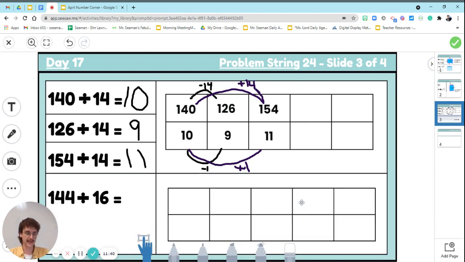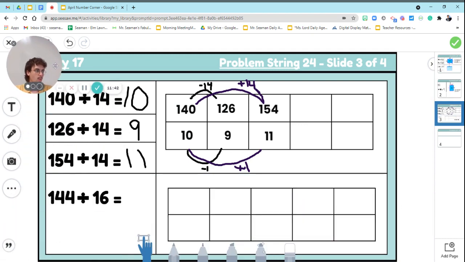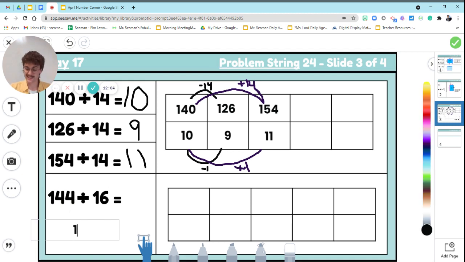Okay, so this last problem here, it says 144 divided by 16. I'm going to use the ratio table method here. So I'm going to think about what might be really close to 144 with 16. I know that 16 times 10 equals 160. That's something that I do for sure know.